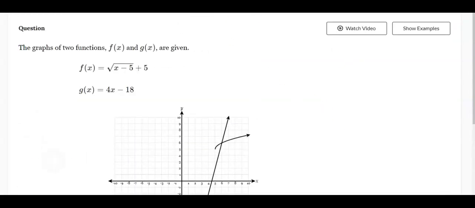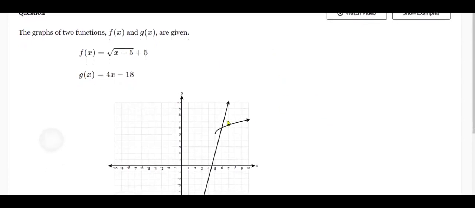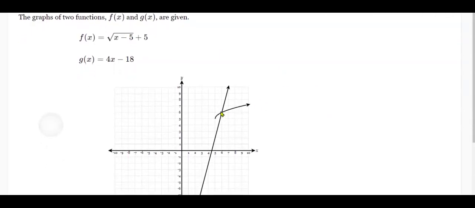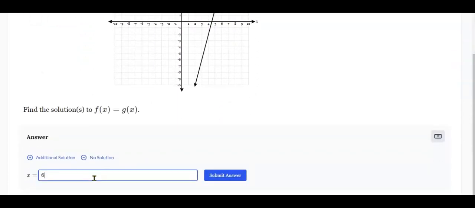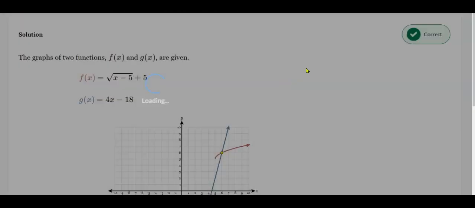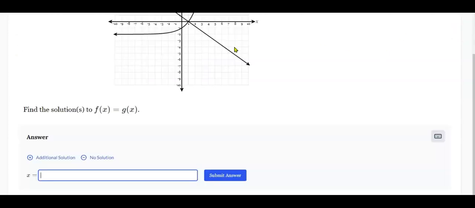All right, got a next question here. We've got a square root function and a linear function. It happens to have one intersection at 6, 6. The x value is 6. Let's see if I can't get a question here where there's more than one output.